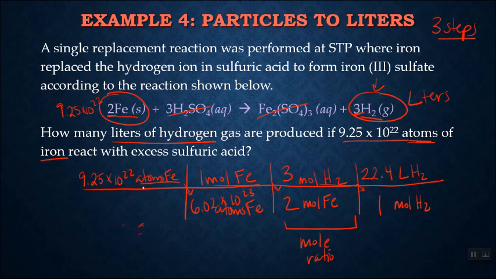All right, so now I can cancel. Atoms of iron cancel with atoms of iron. Moles of iron cancel with moles of iron. Moles of hydrogen cancel with moles of hydrogen. And I'm left with my liters of hydrogen. Now all I have to do is multiply everything on the top: 9.25 times 10 to the 22nd times my 3 times my 22.4. Then I'm going to divide by my 6.02 times 10 to the 23rd on my calculator, hit enter, then divide by 2, hit enter, and I should have my answer.